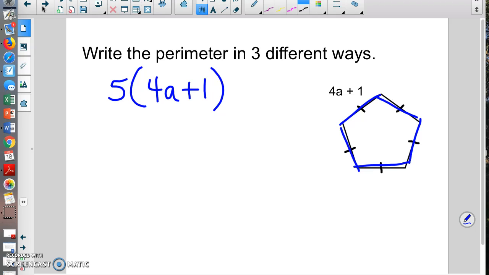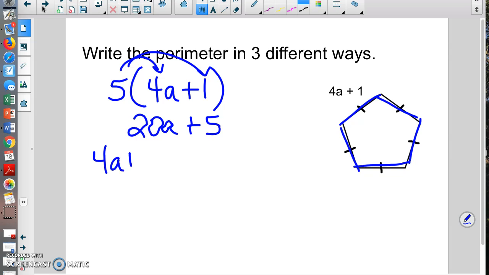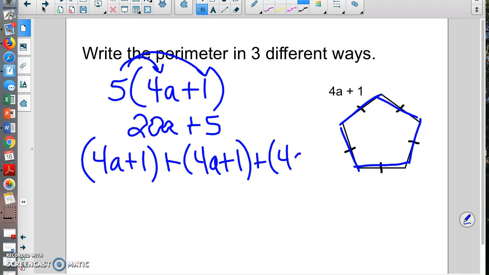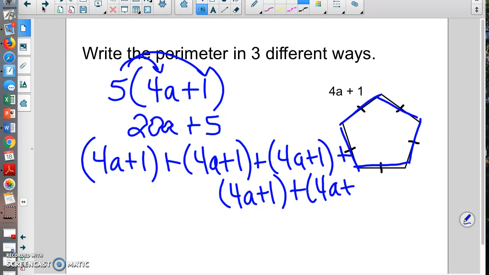So another way we can do that is 5 times 4a and 5 times 1. That's 20a plus 5. You can also write it out, 4a plus 1. You can do it 5 times because there's 5 sides. When we find perimeter, all we're doing is adding. So we can just keep going. We'll have to write it below it. We're adding all of these up. So far we have 3 different ways that we can show the answer.